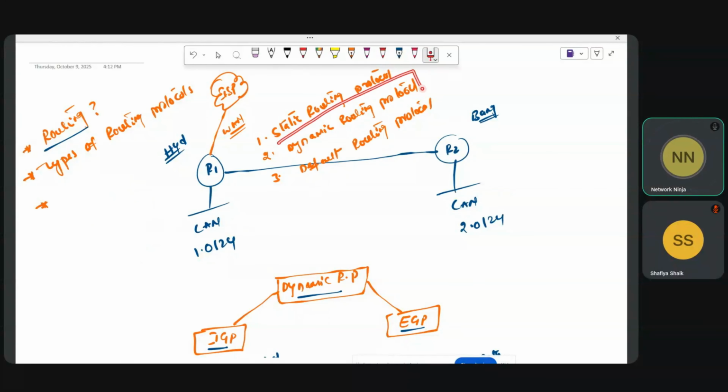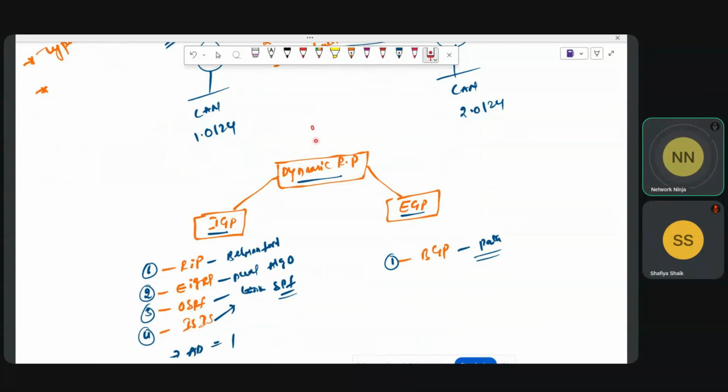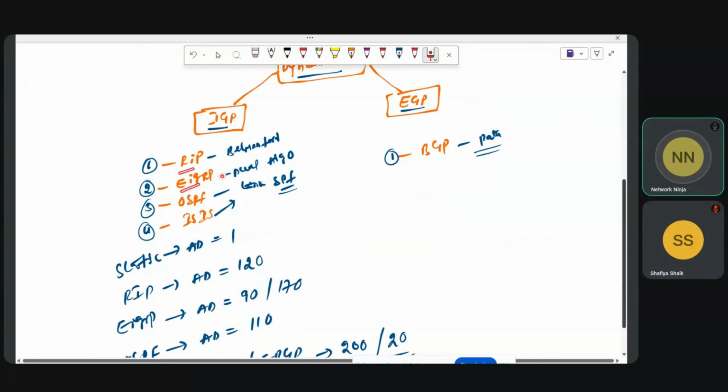The second one is dynamic routing protocol. Dynamic routing protocol is divided into two types: IGP, interior gateway protocol, and EGP, exterior gateway protocol. In IGP, we have RIP, EIGRP, OSPF, and IS-IS. In EGP, we have only one protocol, which is BGP. IGP protocols like RIP, EIGRP, and OSPF are used within the autonomous system, but EGP, like BGP, is used between autonomous systems.